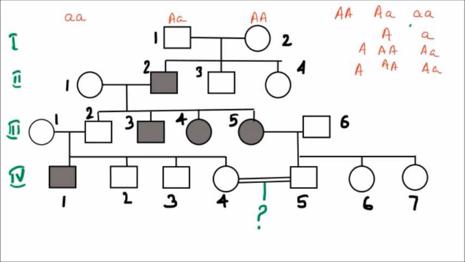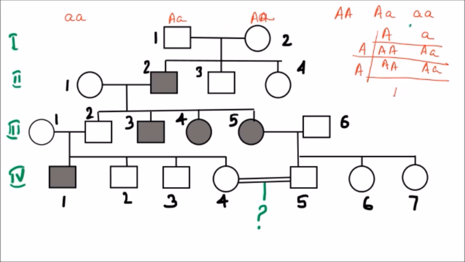But here the condition is that one of the progeny from the mating of 1 and 2 is affected. If one parent is homozygous dominant and the other is heterozygous, then none of the progeny will be affected. Rather, 50% will be carriers and 50% will be homozygous dominant.